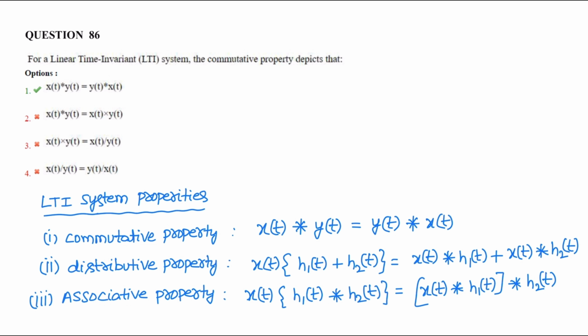Question number 86. For a linear time invariant system, the commutative property is... So the properties of LTI system are commutative, distributive and associative properties as mentioned below the question. So commutative property is x of t convolution y of t is y of t convolution x of t, both are same. So correct option is 1.